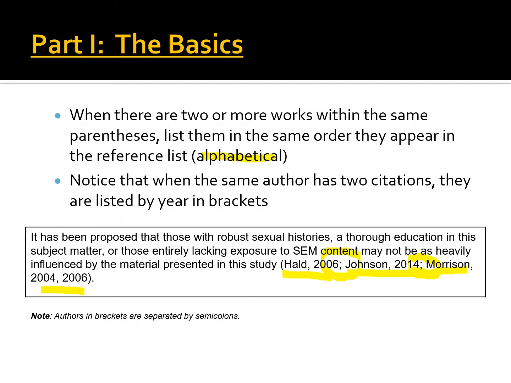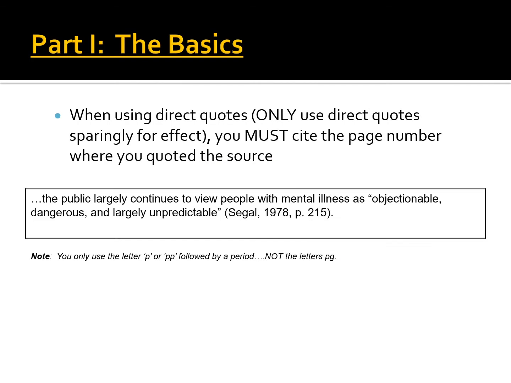And note also that when the same author has two citations, they are both listed by year in brackets and separated by a comma. So for instance, there are two studies that are part of this set of researchers that all looked at sexually explicit content. Morrison did a study in 2004, and then Morrison did another study in 2006. It is the same Morrison. If it's a different Morrison, then obviously you can do this. But because it is the same Morrison, you just put 2004, 2006 to illustrate to your reader that this is the same Morrison, but two separate studies.